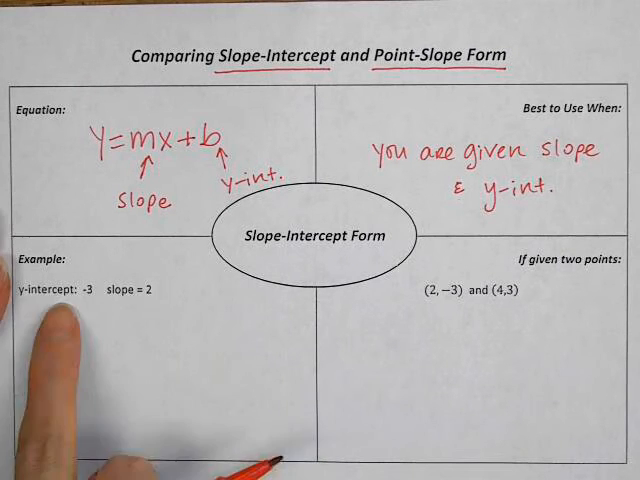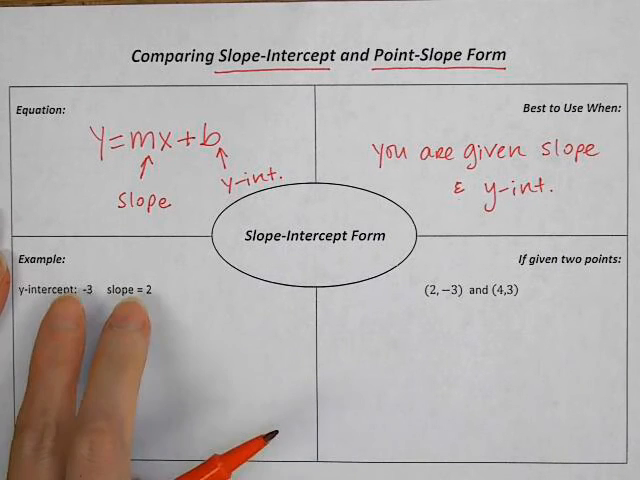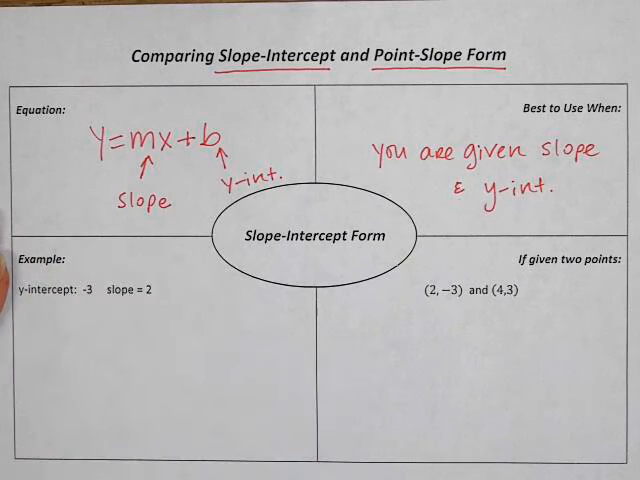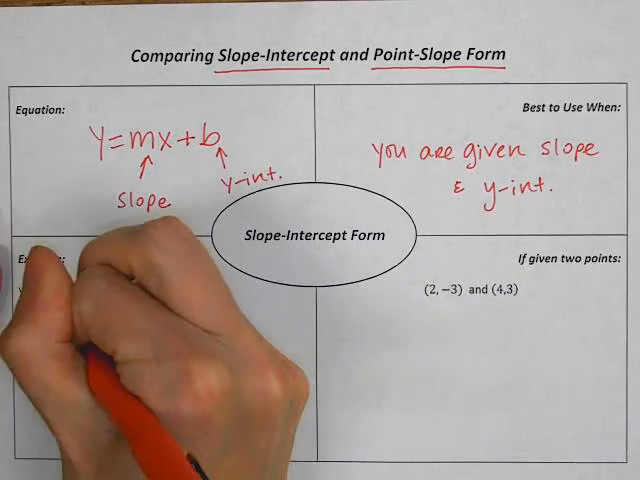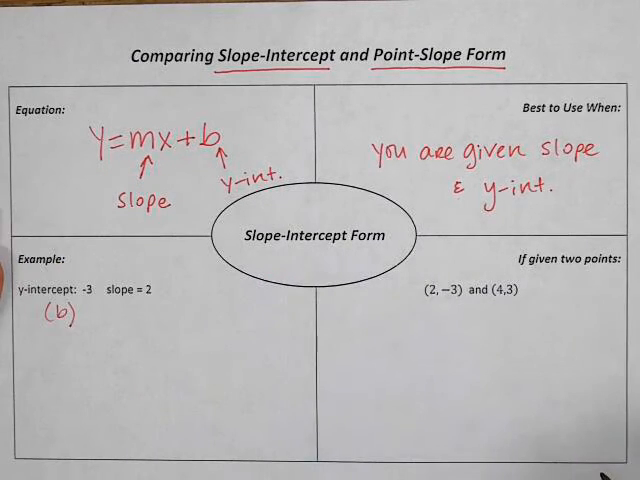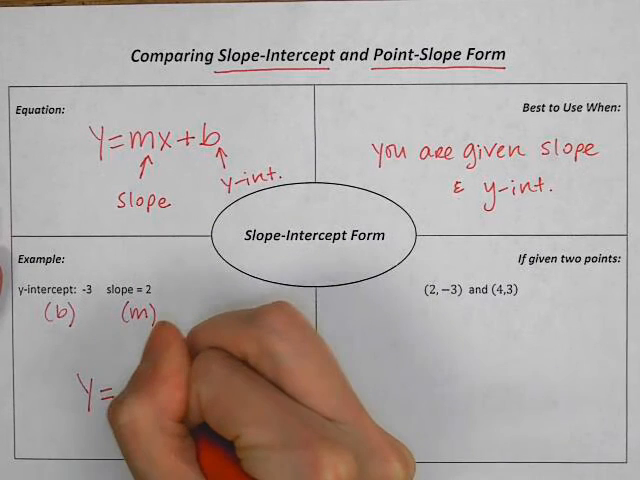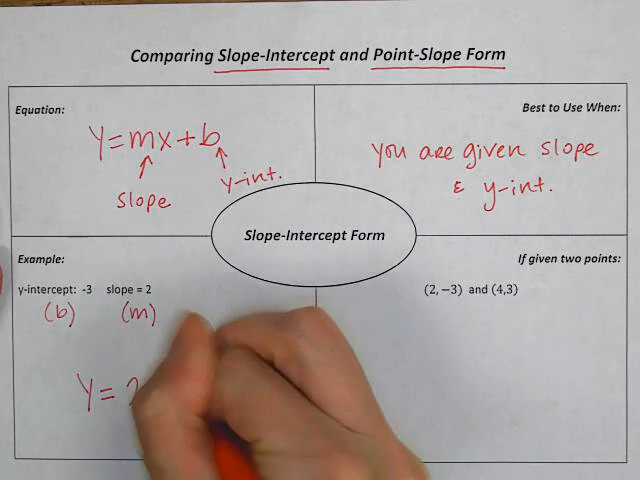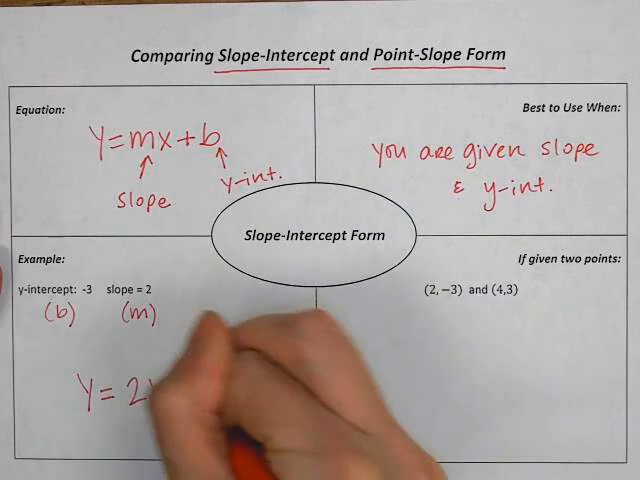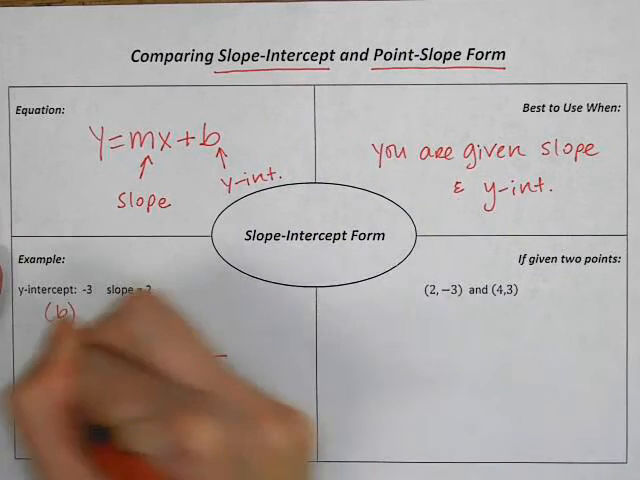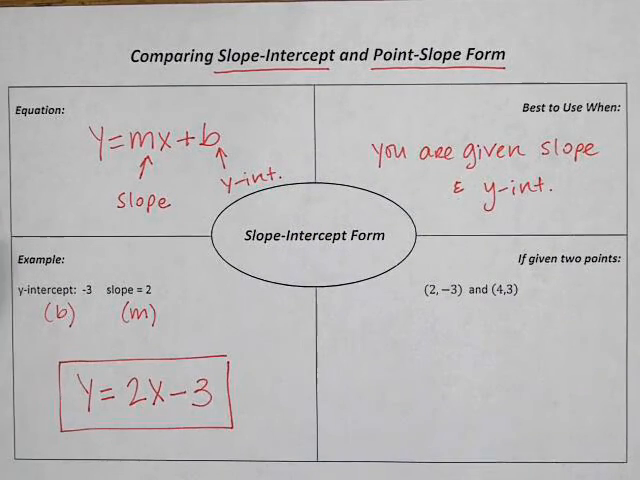So if you're given slope and y-intercept, you just plug them in to their appropriate spots. The y-intercept goes in for b, and the slope goes in for m. And then very simply, it's just y equals m, which is 2, x, plus b, which is negative 3. So y equals 2x minus 3. Okay, so that's if they give you slope and y-intercept.